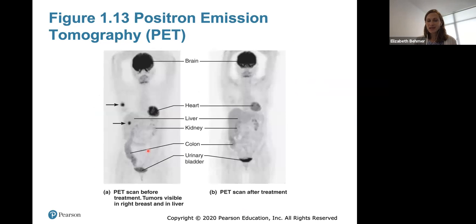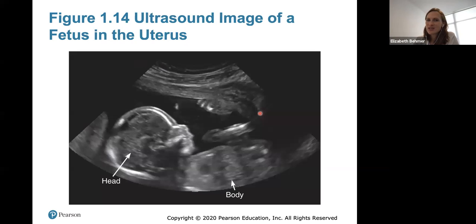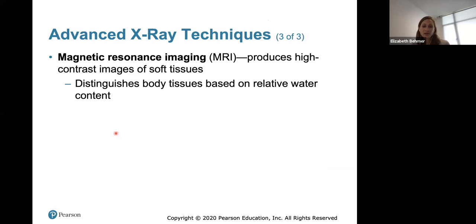So here's a look at a PET scan before treatment where the tumors are visible in the right breast and the liver. And the PET scan after treatment, you can see how the tumors have gone, probably thanks to chemotherapy. So that's a good PET scan result. Here's a look at a sonography and ultrasound showing a developing fetus. They're able to measure the head circumference, the length from rump to head to be able to more verify how old this fetus is and how far along the mother is.